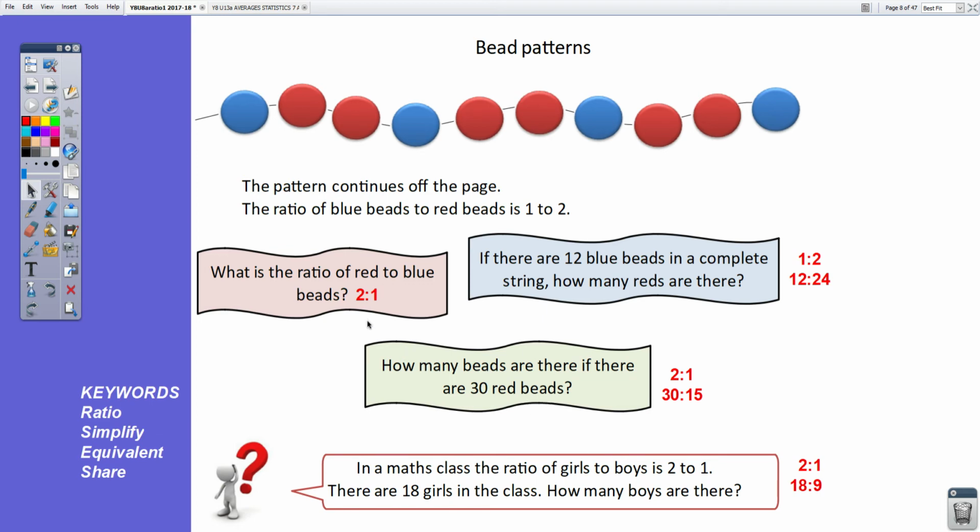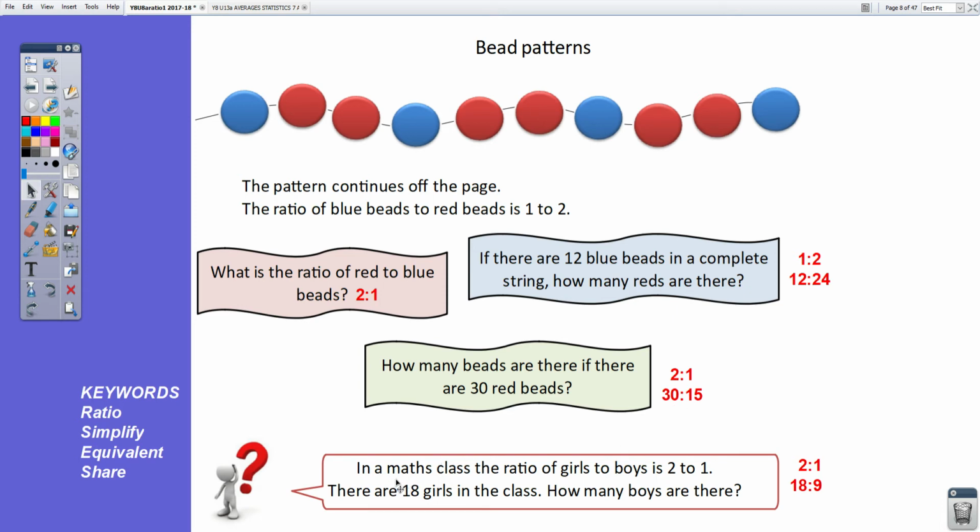How many beads are there if there are 30 red beads? This time we're better using the ratio of red to blue, which is 2 to 1. There are 30 red beads, so we have to multiply this by 15 to get 30. We multiply this by 15, so there are 15 blue beads. However, we are actually asked how many beads are there if there are 30 red beads. 30 add 15, there are 45 beads in total.